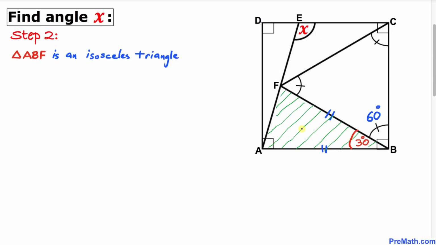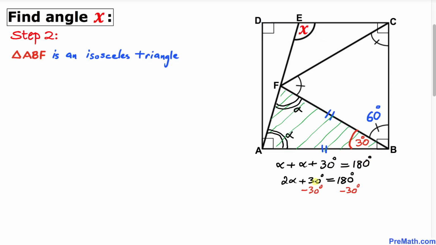And we also know that this triangle ABF is an isosceles triangle. That means this angle is equal to this angle. So if I call this angle alpha, then this angle has got to be alpha as well. So that means now the sum of all these three angles, alpha plus alpha plus 30 degrees, must be equal to 180 degrees. So let me go ahead and write down alpha plus alpha plus 30 degrees must be equal to 180 degrees.